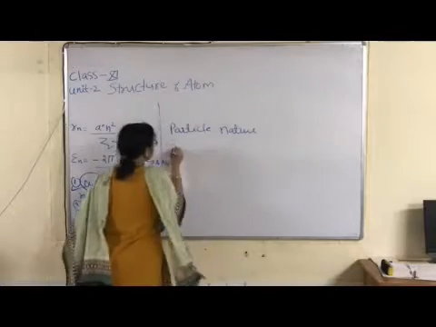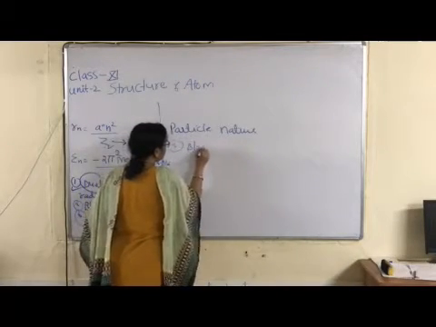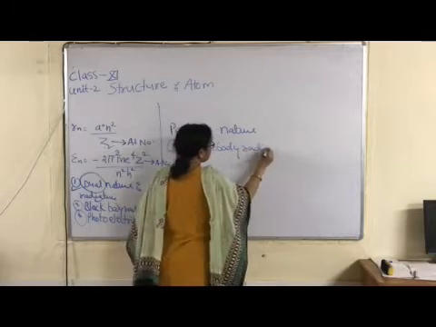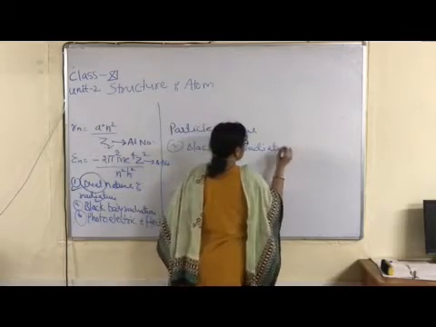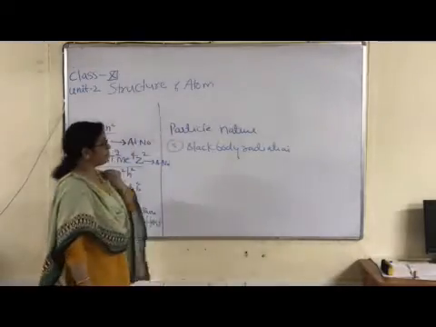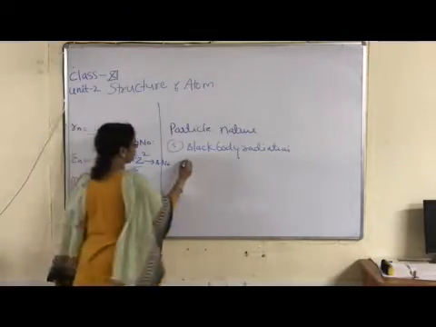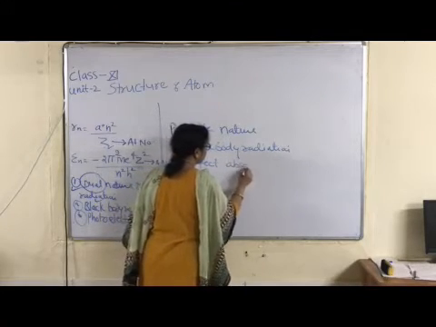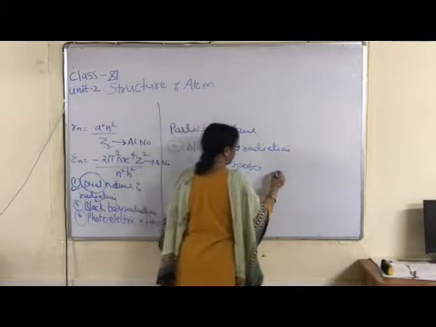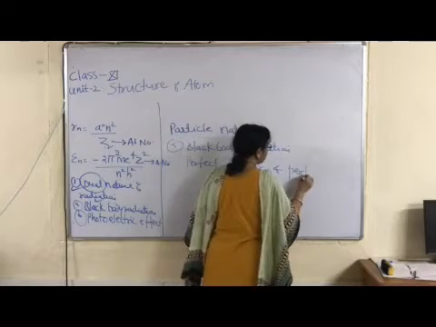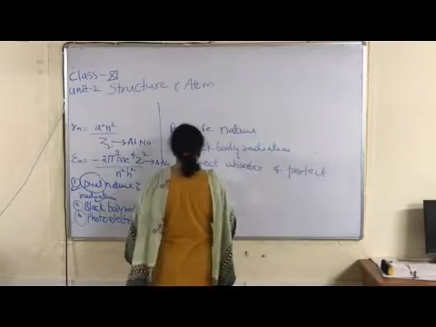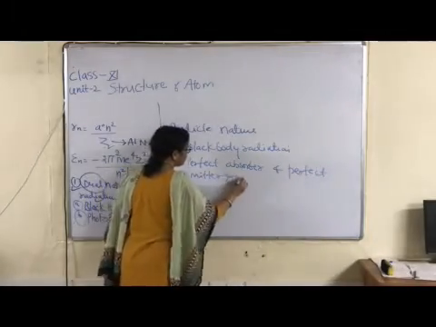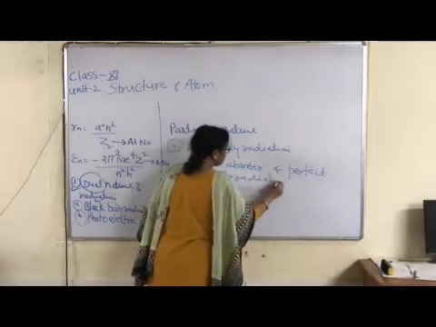First is black body radiation. Okay, children. Black body, it means perfect absorber and perfect emitter of radiations. Right?